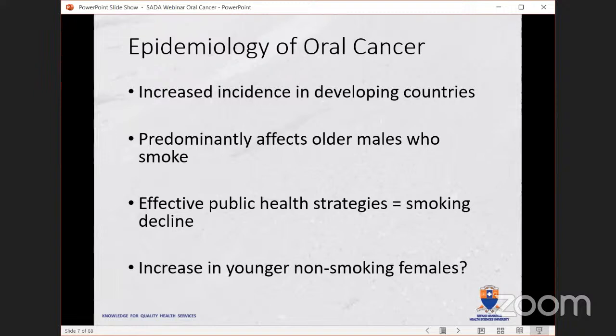Despite this, even in these nations, oral squamous cell carcinoma incidence is increasing. And it appears that this is a result of an increase in younger non-smoking females. Even so, the cause for this is not clear, although some speculate a pathogenic association with human papillomavirus infection, but we will touch on that a little bit later.